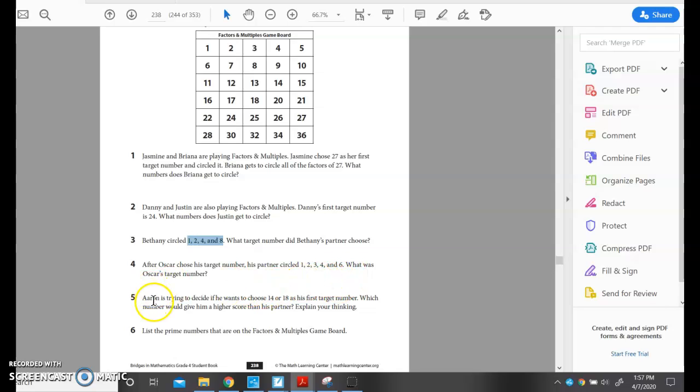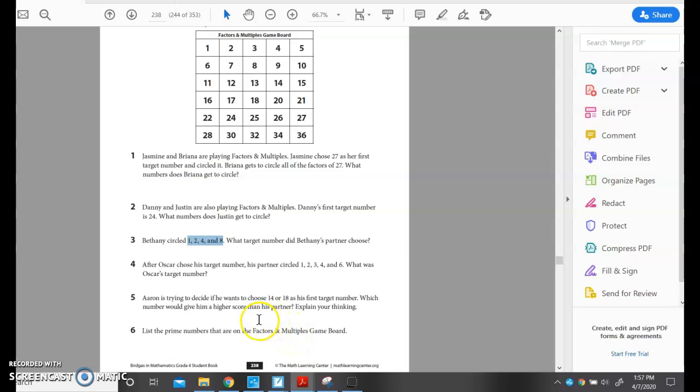Okay. 5. Aaron is trying to decide if he wants to choose 14 or 18 as his first target number. Which number would give him a higher score than his partner? Meaning, which number has more factors? Does 14 or 18 have more factors? Do a factor rainbow. And then list the prime numbers. So list all the prime numbers that appear on this game board. If you don't know what a prime number is, Google it and then find all the prime numbers and list them down below.